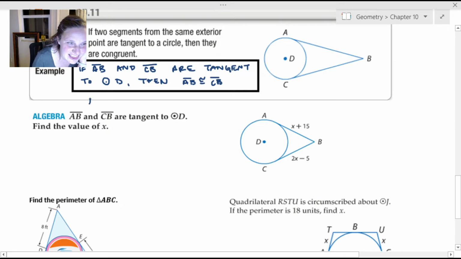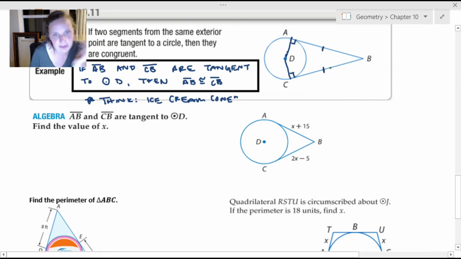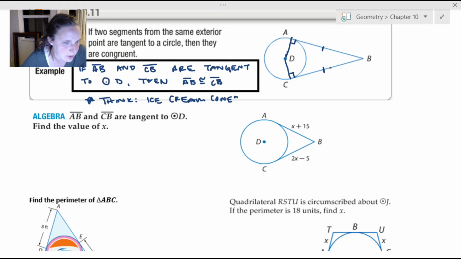Okay, and I like to think about ice cream cones. Think ice cream cone. You see it, right? Here's the ice cream cone. Since these lines are both tangent, they're creating 90-degree angles, so this segment and this segment are going to be congruent. So that's all we need to know. If I see an ice cream cone, I'm going to think those tangent lines are congruent to each other.